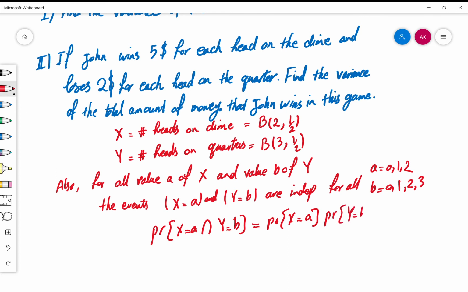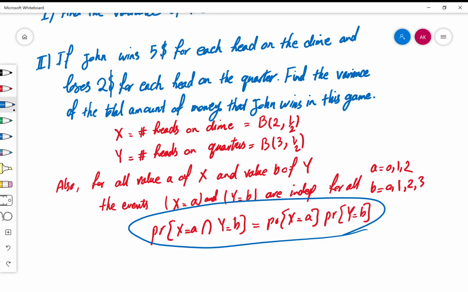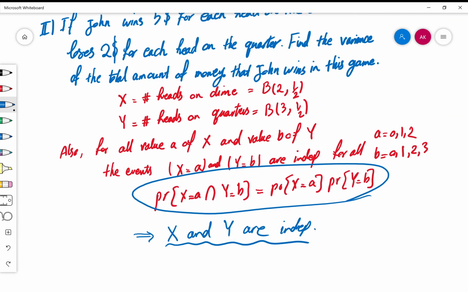That's what independent events imply. But when you write down this fact, right away you can conclude that X and Y are independent. Nowhere in the question is it given. The only thing we know is the description of these experiments, and based on knowing the experiments, we can argue that X and Y are independent random variables. So that's the first thing. Now let's go and try to solve the questions.